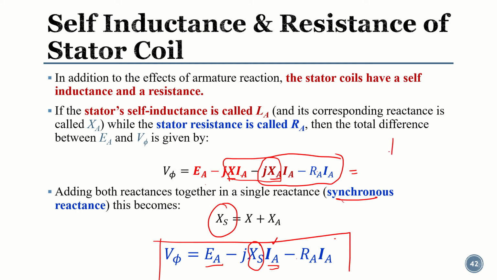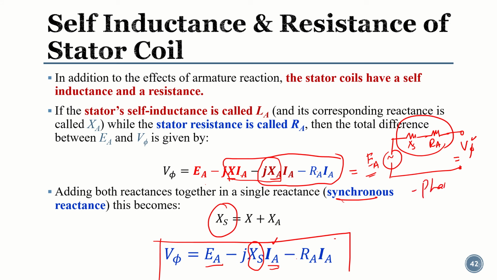So if we draw our circuit, it will look like this: the induced voltage minus the drop across the synchronous reactance and the drop across the armature or stator resistance, and here we will have the phase voltage. So the induced voltage minus this drop will be our actual phase voltage. That will be the circuit for one phase. This is the important equation.